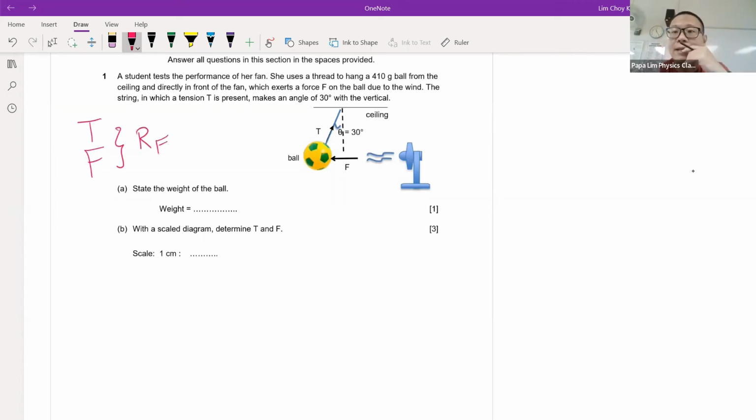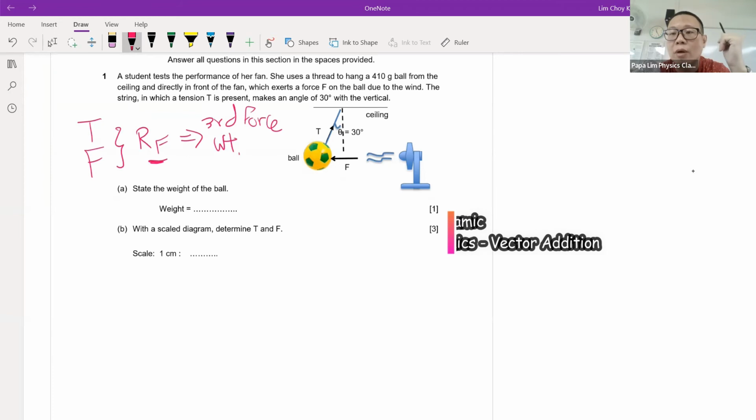Then maybe the extension is that the question will require you to infer that the resultant force is being balanced with another force, maybe a third force. In this case, it might be the weight of the object. Usually this is the common pattern or style of questioning that we deal with when we look at vector addition.